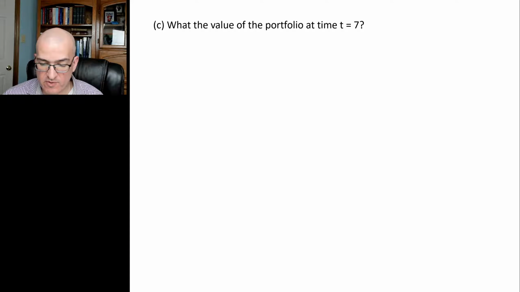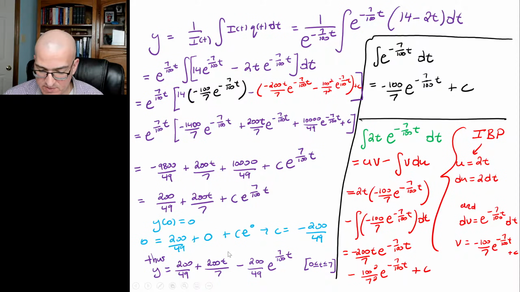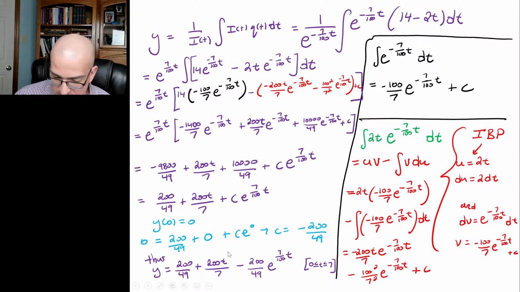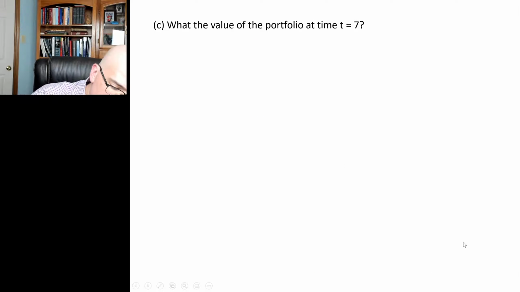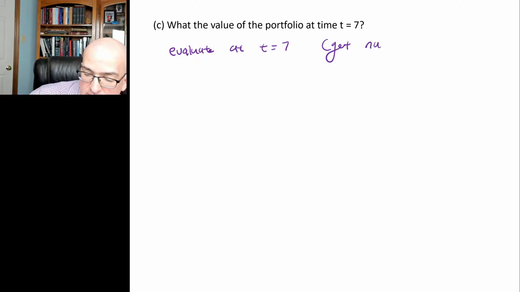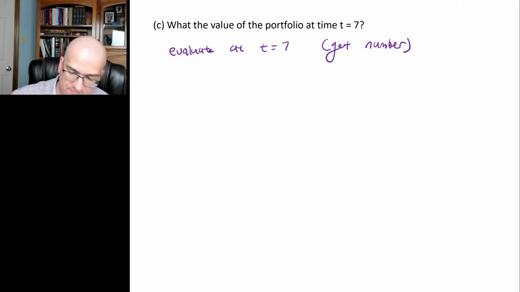What's the value of the portfolio at time t is equal to 7? So we'll take that and plug that in, and get some number. Not important. There's probably a mistake in there anyway.